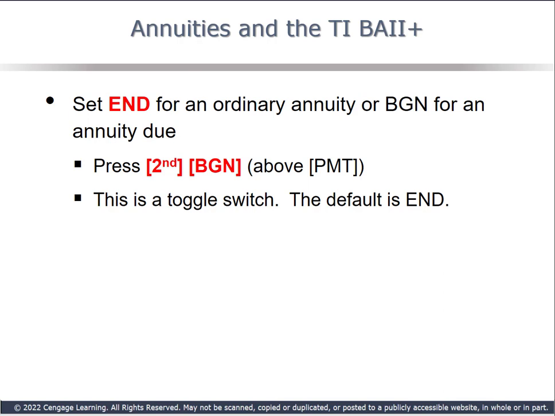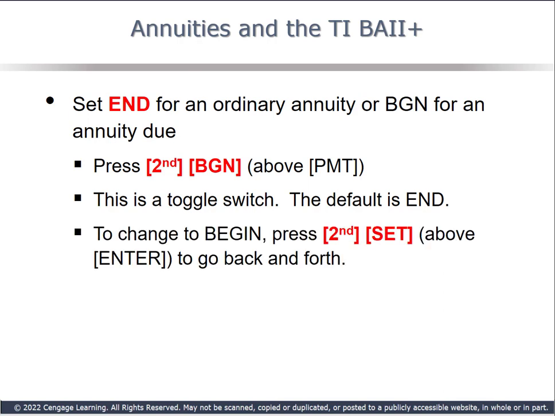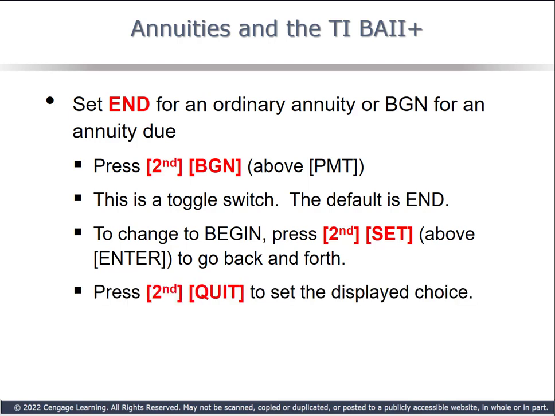To change to begin, press second begin. It's above the payment key. This is a toggle switch. To change to begin, press second and set. You'll see BGN appear in the upper right-hand corner. Press second and set again, and begin disappears. You're back to end. Press second and quit to set the displayed choice. Note, the calculator stays set to begin unless you change it back. This is great if you're continually dealing with annuities due. Not so good on a one-time basis, as you may forget to reset to end.